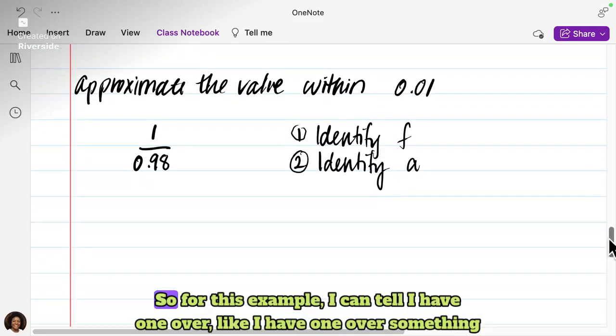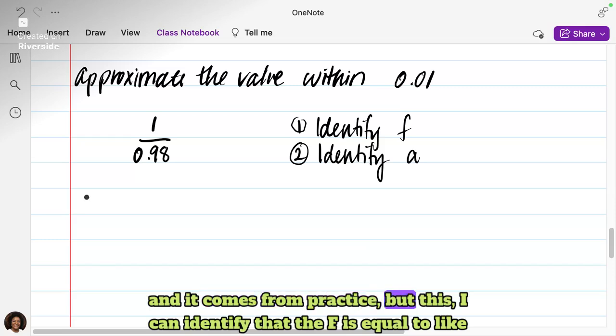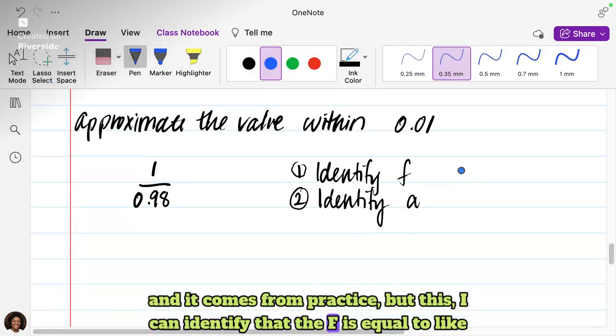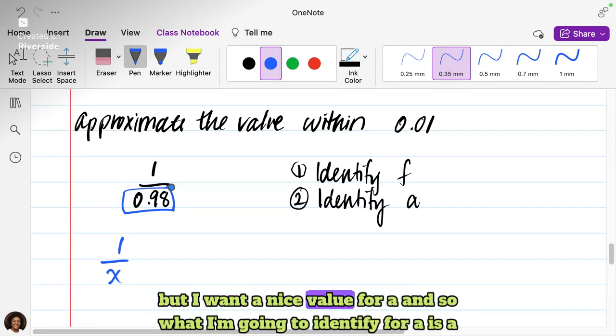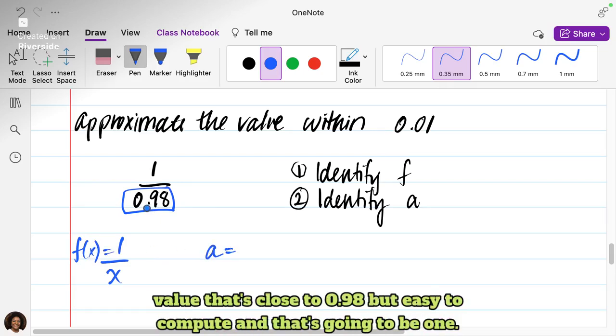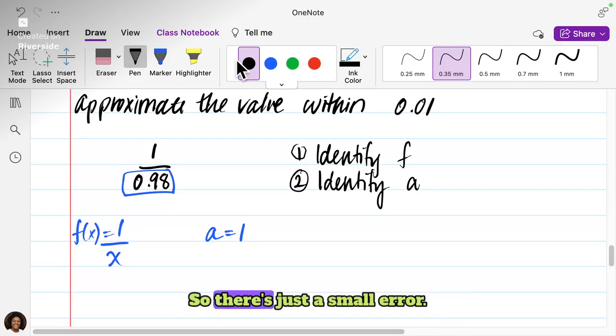an a. So for this example, I can tell I have 1 over something, and it comes from practice, but I can identify that the f is equal to 1 over x, where I have subbed in this 0.98 for x. But I want a nice value for a, and so what I'm going to identify for a is a value that's close to 0.98, but easy to compute, and that's going to be 1. So identifying the structure and then identifying the value that is close, so there's just a small error.